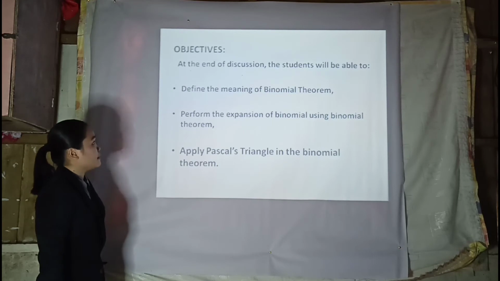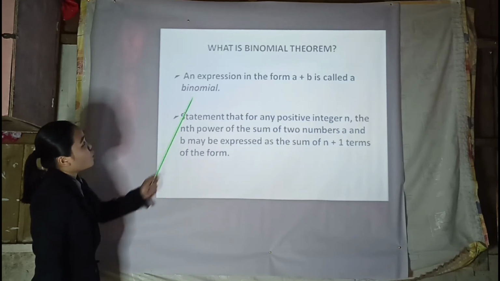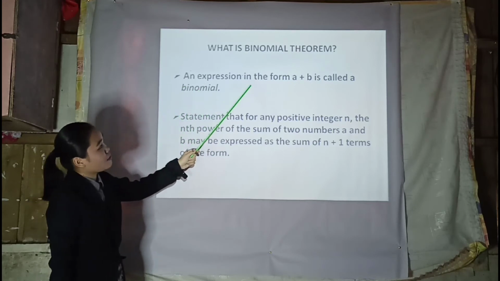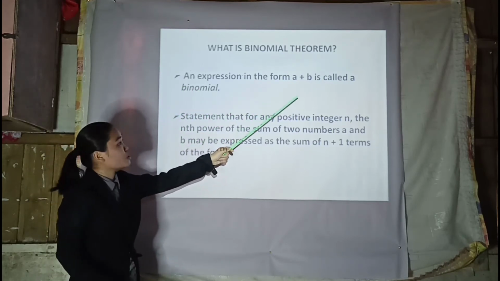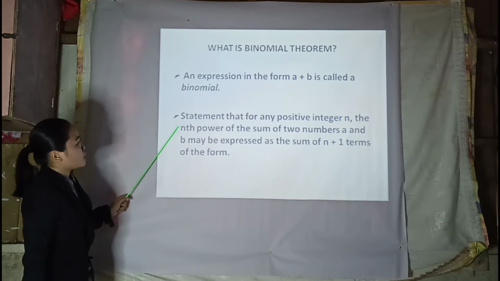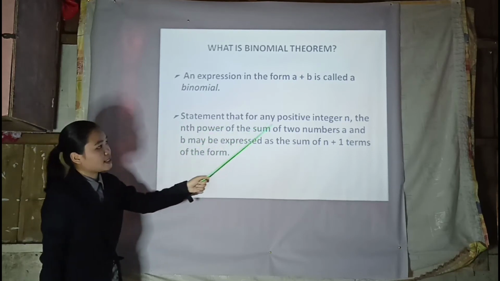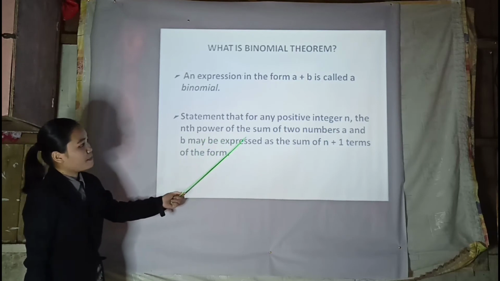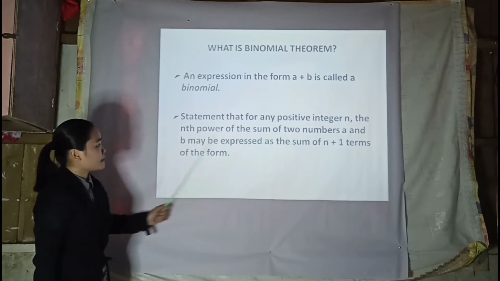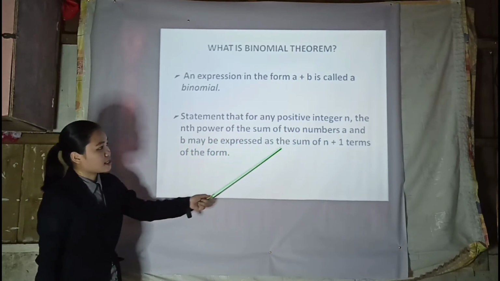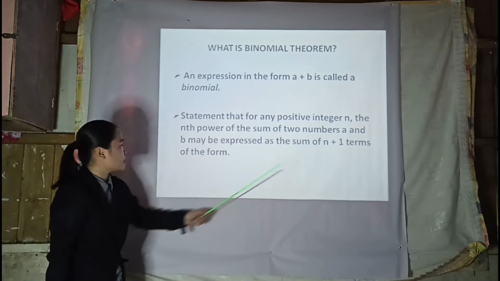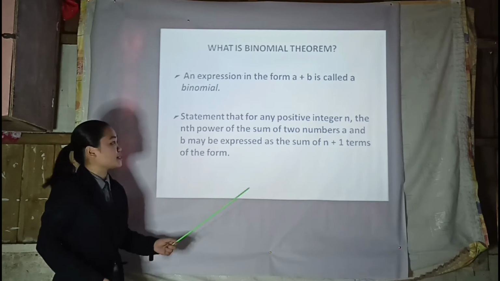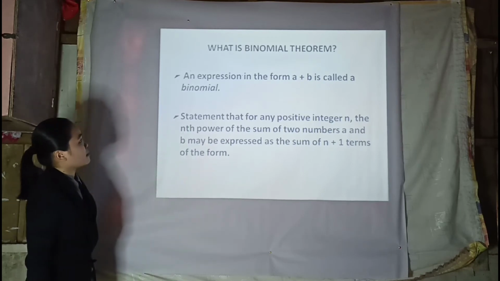Okay, let's proceed. So, what is binomial theorem? So, an expression in the form a plus b is called a binomial. So, the statement that for any positive integer n, the nth power of the sum of two numbers a and b may be expressed as the sum of n plus 1 terms of the form. So I will explain it later for you to understand this statement.